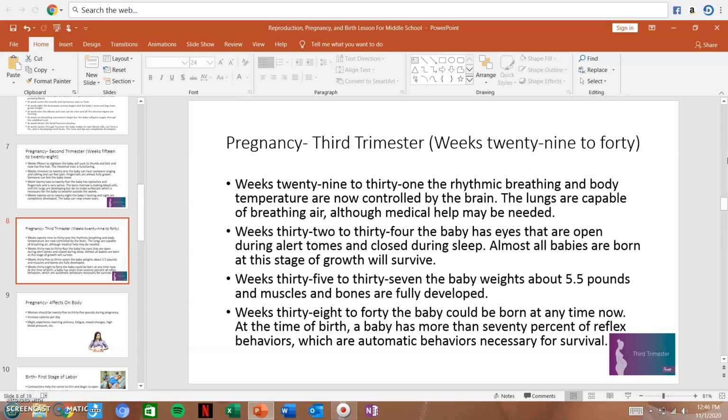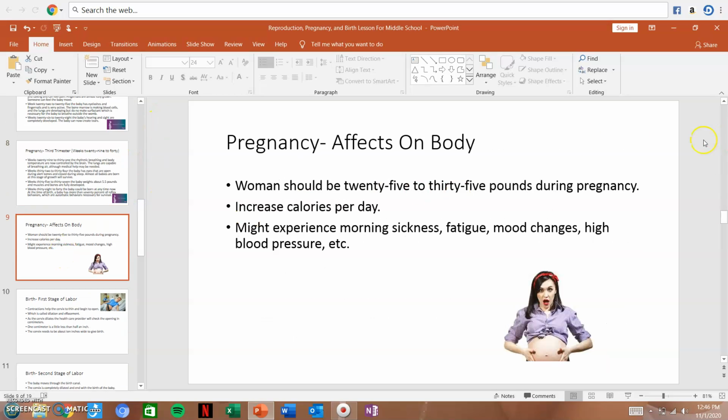At the time of birth, a baby has more than 70% of reflex behaviors, which are automatic behaviors necessary for survival. And pregnancy has some effects on the body. Women should gain about 25 to 35 pounds during pregnancy. They should increase their calories, and they might experience morning sickness, fatigue, mood changes, high blood pressure, and so on.